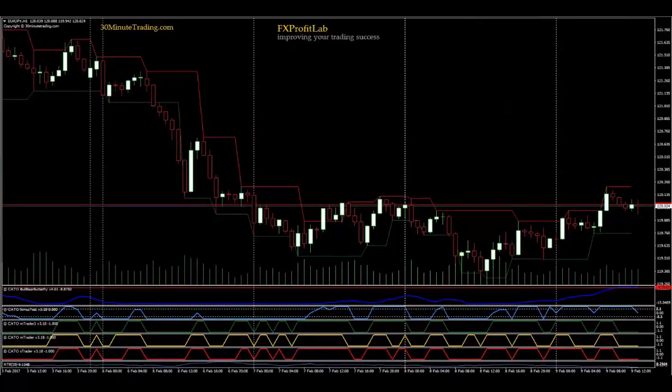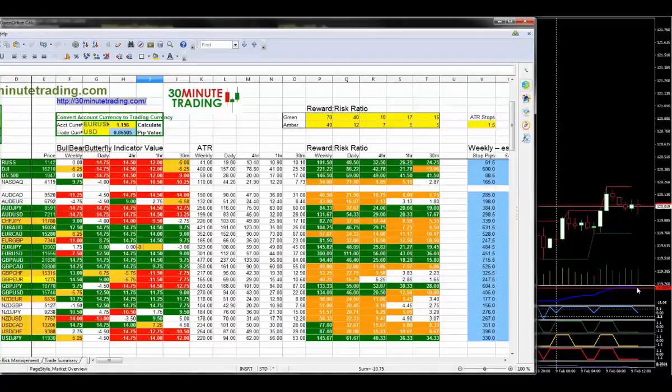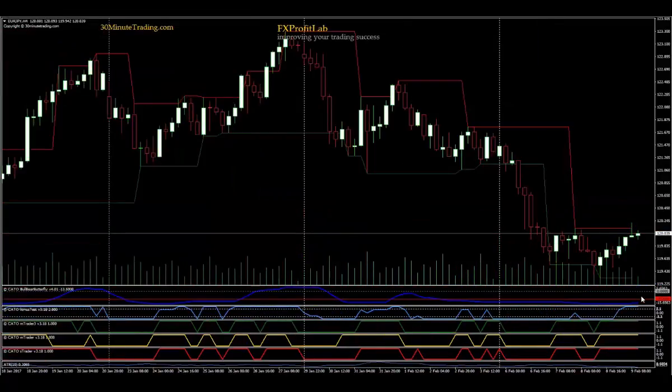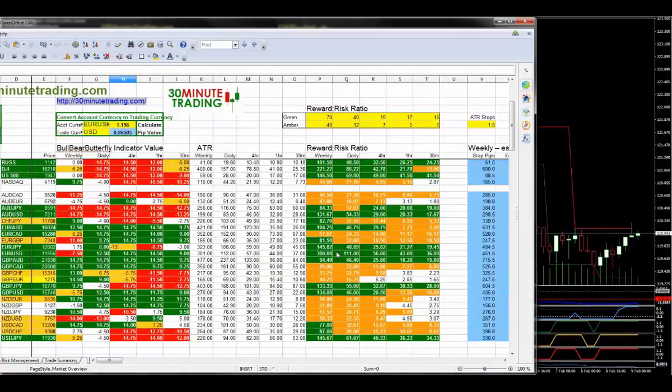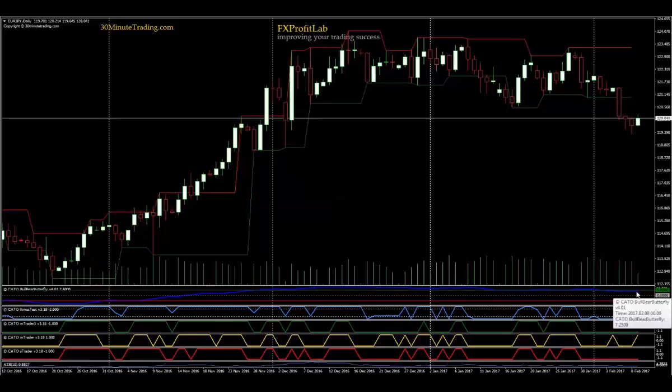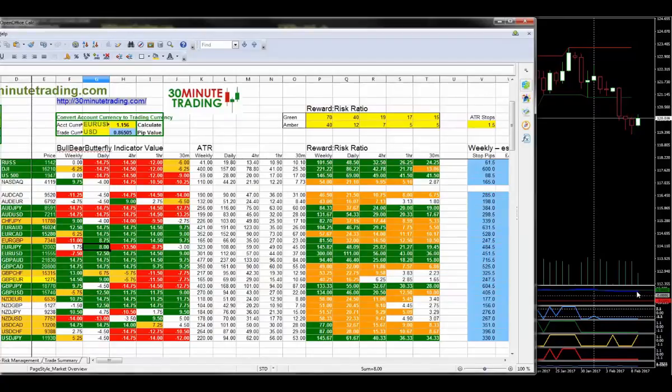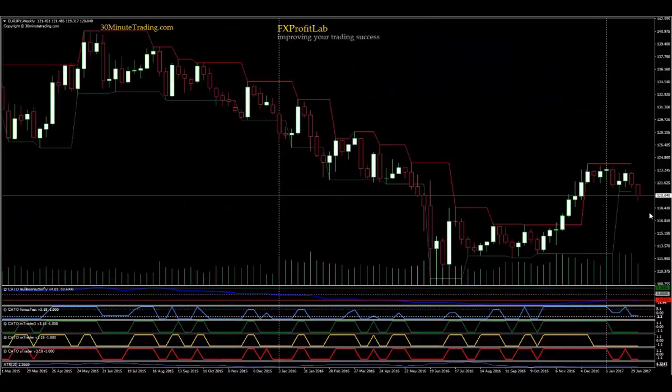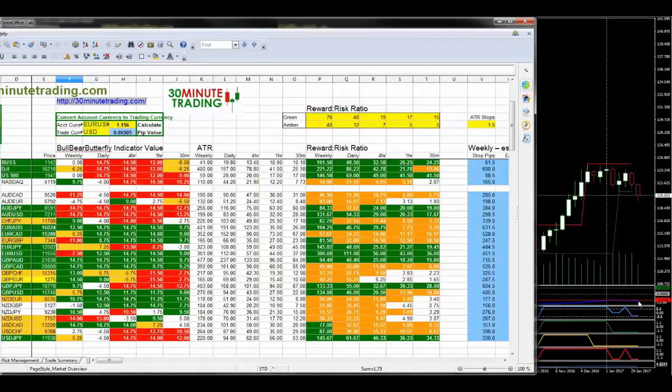So let's bring up the hourly chart. Hourly chart is here, coming down here, bull bear butterfly minus 8.75. Next chart, the 4 hourly. We're down here, bull bear butterfly is down there, minus 13.5. Bring up the daily chart. Here's the daily. Currently we're reading plus 7.25. Let's look at it from the weekly point of view. And the weekly point of view, we're reading minus 10.5.